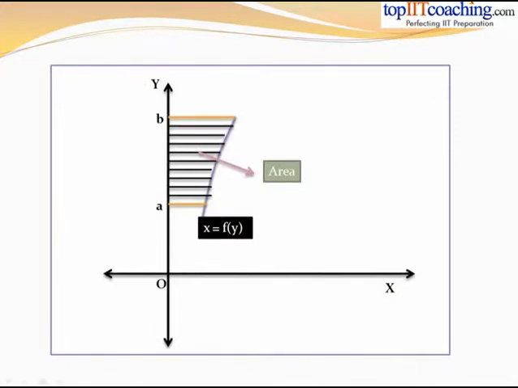Here the important thing to note is x is expressed as a function of y. This is the y-axis, this is the line y = a and this is the line y = b. Now the area between this curve, the y-axis, and the lines y = a and y = b is this portion, and the value of this area is the modulus of the integral of f(y) dy from a to b.